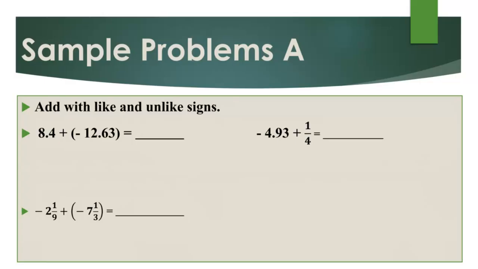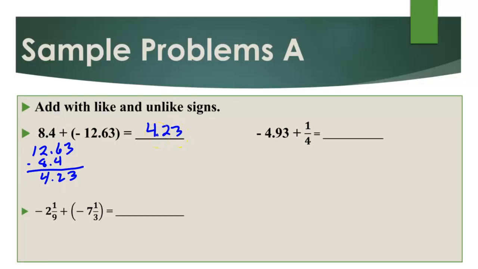Simple problems A. Here we're going to add like and unlike signs. So now here the signs are different. So if the signs are different, I'm going to subtract the two numbers. So I have 12.63 minus 8.4. So subtracting those, 12 minus 8 is 4. So I would have 4.23.